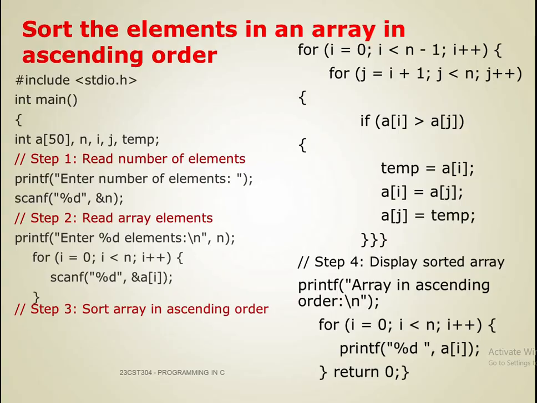So the correct method is temp equal to a of i, then the a of j value is stored in a of i, after that the temp value is stored to a of j. Here initially temp equals 23, then the value 5 is stored to a of i, then 23 is assigned to a of j. Now the values are successfully exchanged.